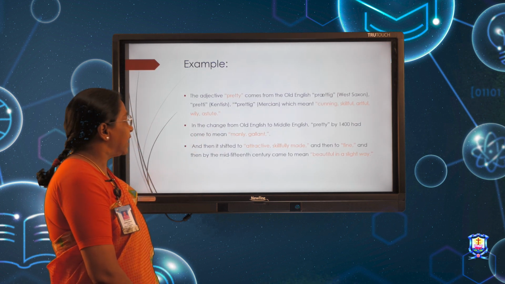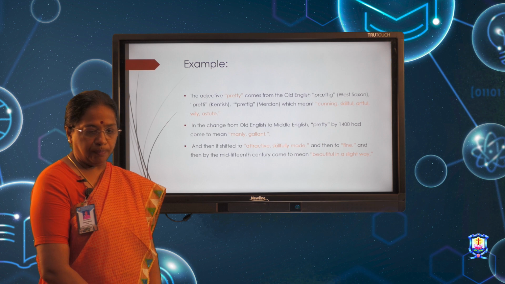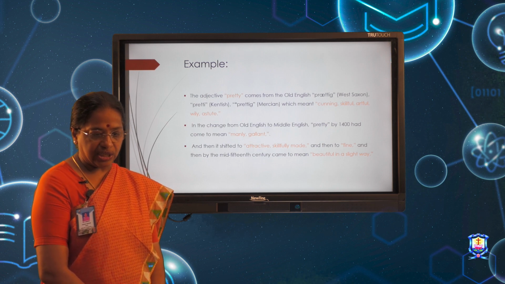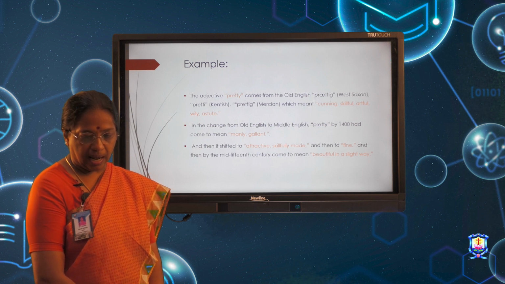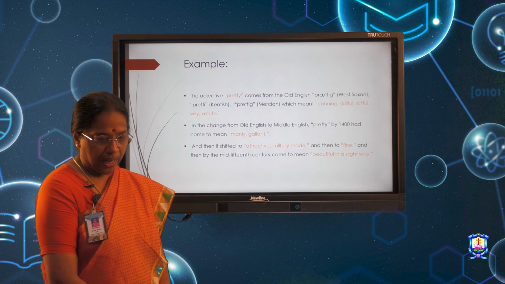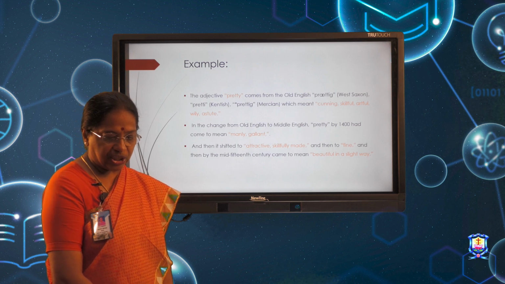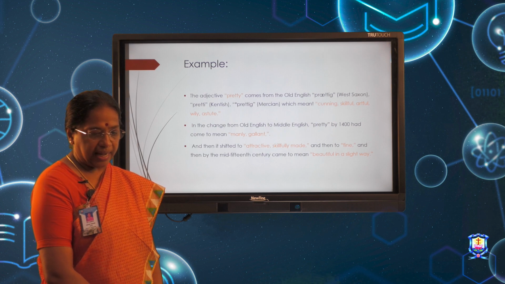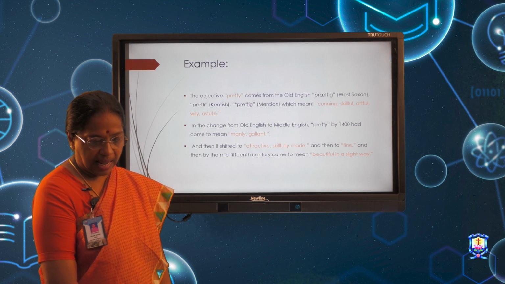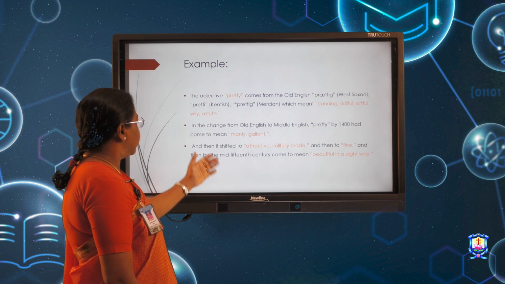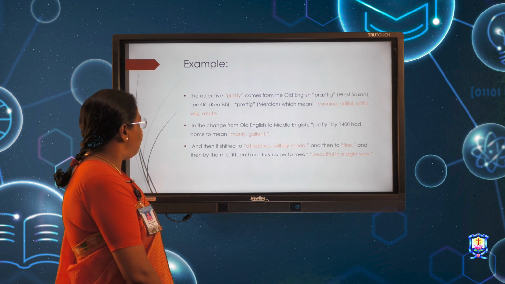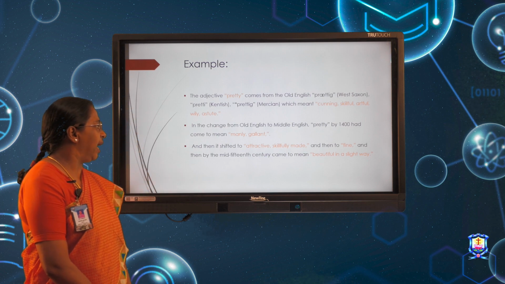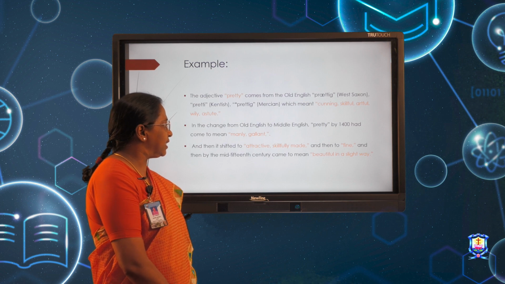An example is the adjective pretty. It comes from the Old English prætig, West Saxon prætig, Kentish pretig, Mercian, which meant cunning, skillful, artful, wily and astute. In the change from Old English to Middle English, it had by 1400 come to mean manly and gallant, and then shifted to attractive, skillfully made, and then to fine, and by the mid-15th century came to mean beautiful in a slight way.